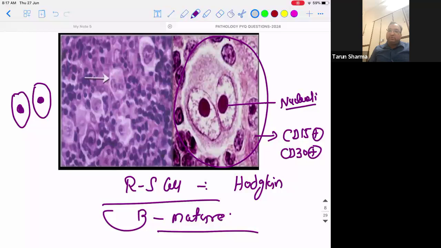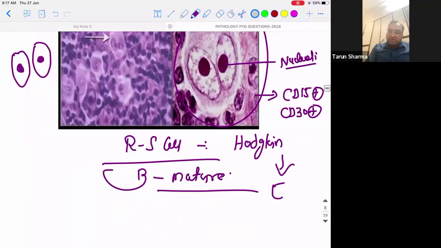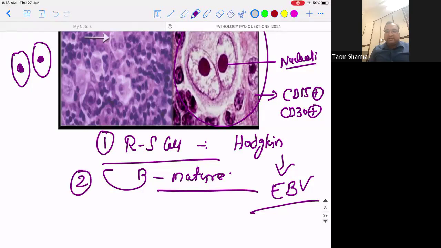RS cells belong to the malignant cells of Hodgkin's lymphoma. Next question, which is the most common infection associated with Hodgkin's lymphoma? EBV, Epstein-Barr virus infection. So these are the important questions. Question number 1, which are the malignant cells of Hodgkin's lymphoma? RS cells. Question number 2, which cells give origin to the RS cells? Mature B lymphoid cells.